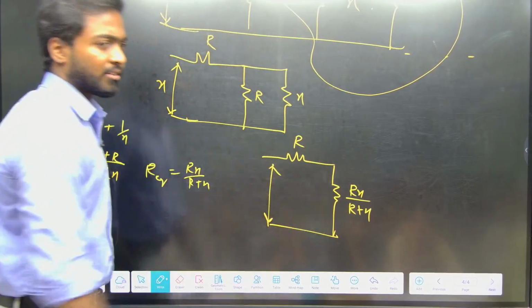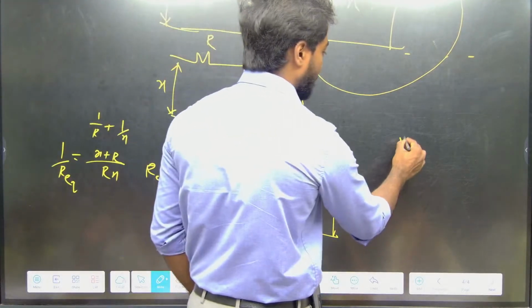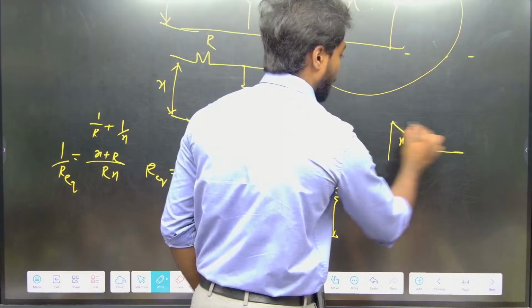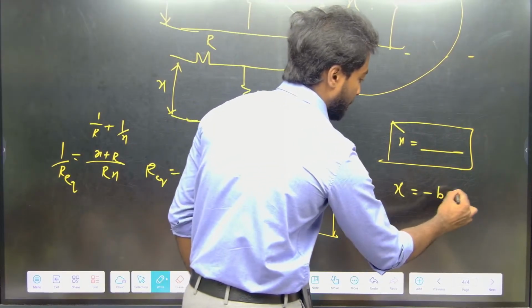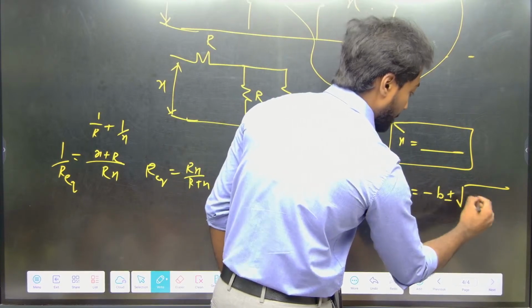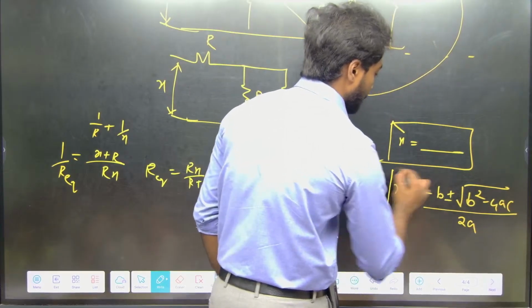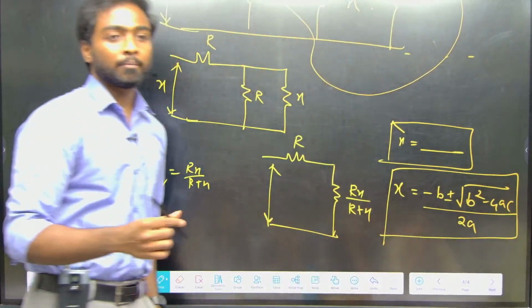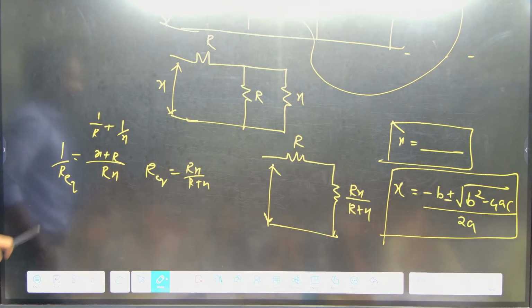Is this in series? Yes, no? So I can get the value of X from the equation: minus b plus or minus root over b square minus 4ac, by 2a. Any doubts? The same concept which we have seen in capacitance, we are using here also.